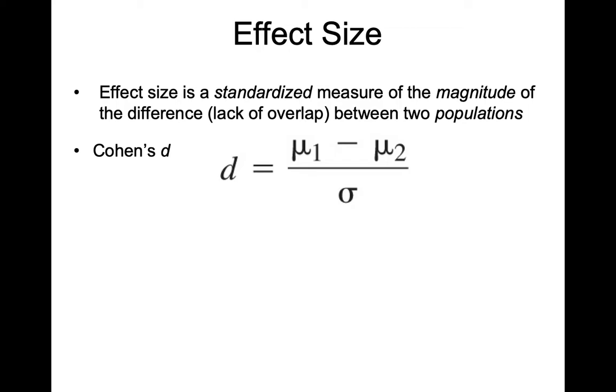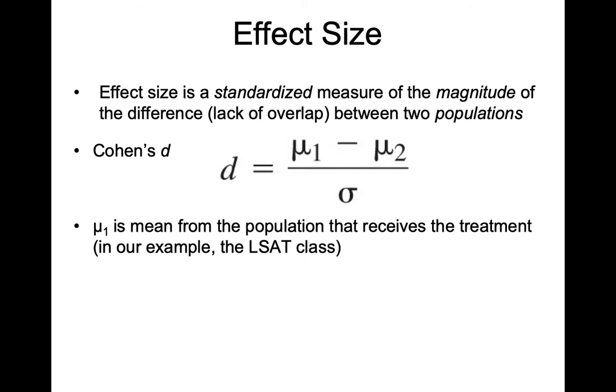Our formula for calculating effect size is right here. And so the statistic that we calculate is referred to as Cohen's d. Okay, this d statistic is named after the person that came up with it, Jacob Cohen. So what we see in the formula is we've got mu1 minus mu2 divided by sigma, which is the population standard deviation. So in our example, mu1 is the mean from the population that receives the treatment.